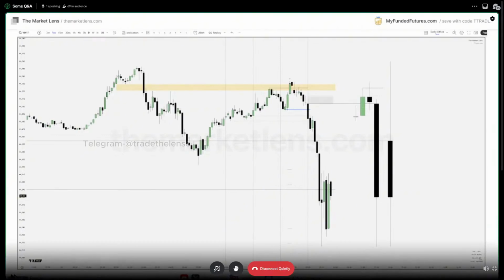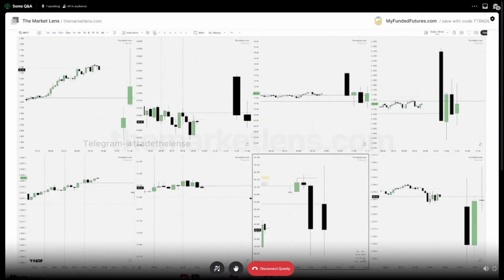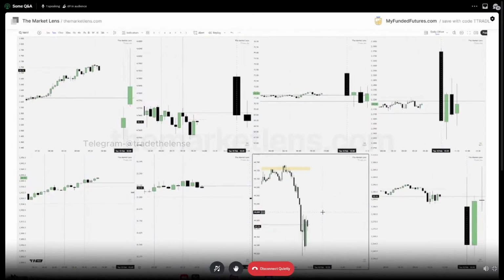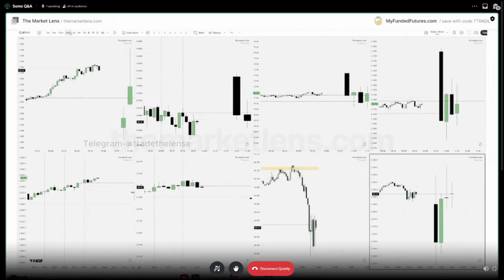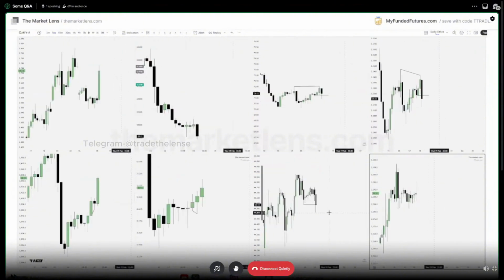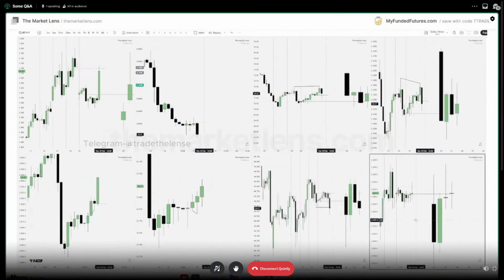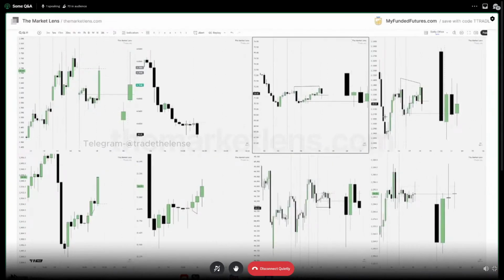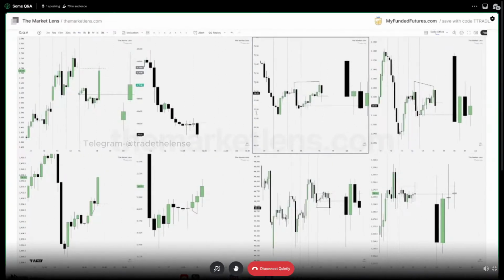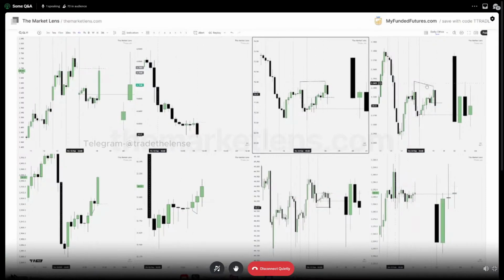Yeah, the correlated pair for oil is RB. So if we come back here, and we go back to like the 4-hour here, right? The RB and oil. So that's there, the SMT, right?